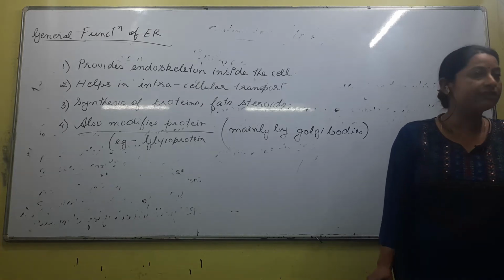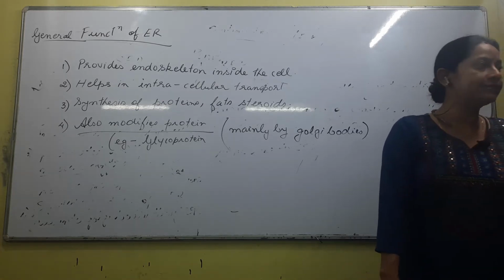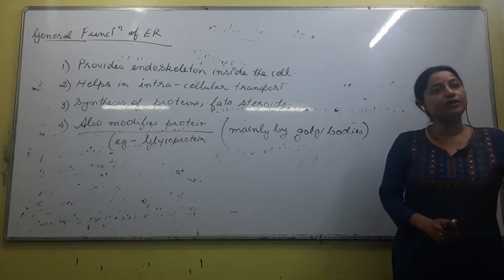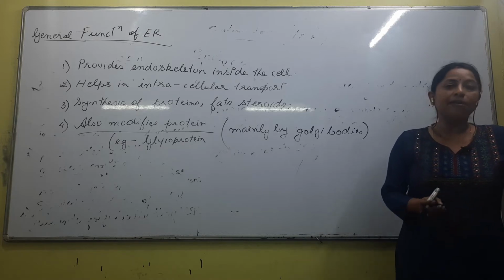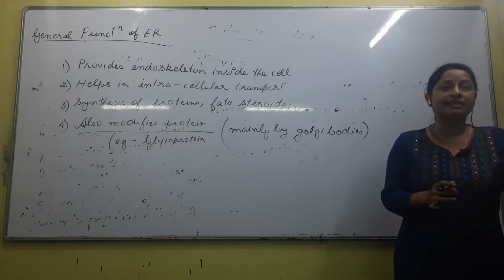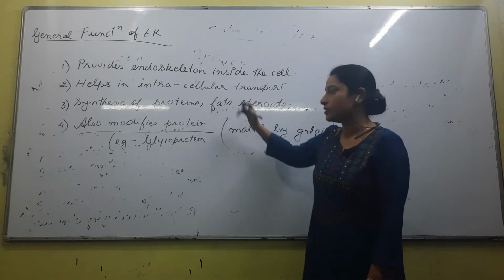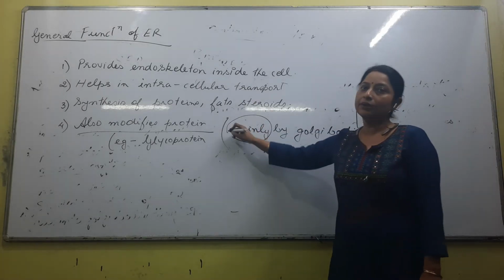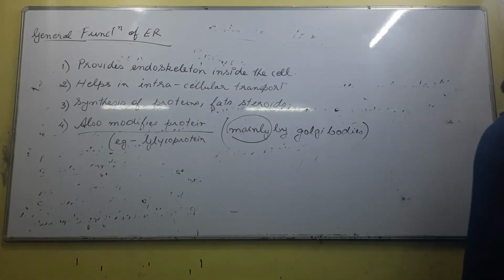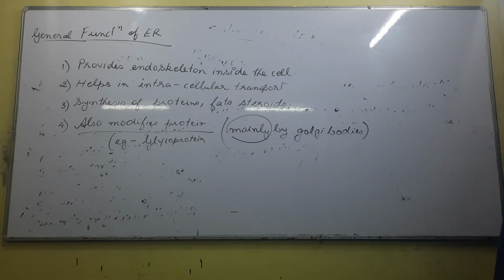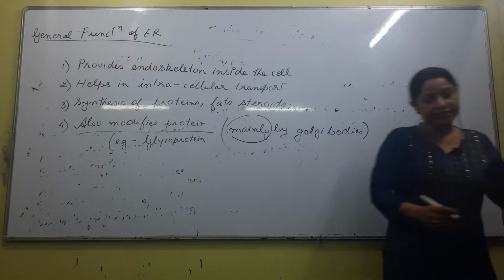Generally the word modification of protein is associated with Golgi bodies, but we see that certain types of modification also occur in ER. But from the examination point of view, if the question asked is where modification of proteins occurs, it's always Golgi body that you will write, right? This is an added function of this one, so I have written this word mainly, right? I will write a couple of questions if this is over.